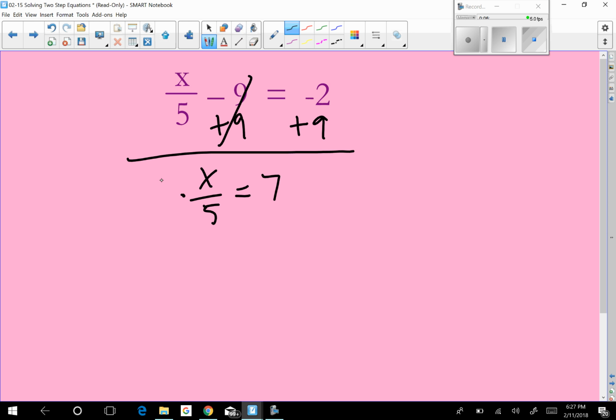Well, we'll just undo that dividing by 5 by multiplying by 5 on both sides. And you want to be very careful when you're showing your multiplication. Make sure you show it up in the numerator area, because if you're showing it down below, it kind of gets a little messy. So those cancel. X is equal to 35.